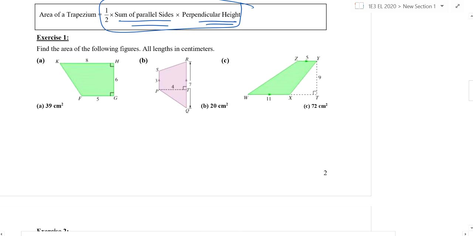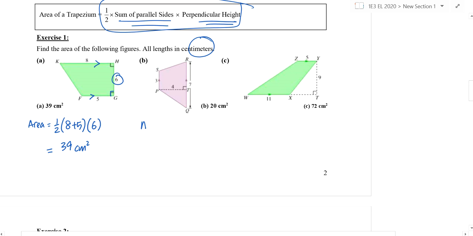So let us try with some of these examples. Find the areas, all of them are in centimeters. For part A, we need to identify the parallel sides. Area is given by half times the sum of the parallel sides, so 8 plus 5 times the perpendicular height of 6. Okay, so our first answer will be 39 square centimeters.